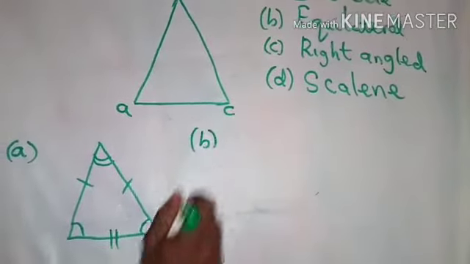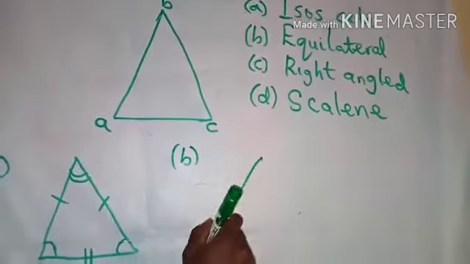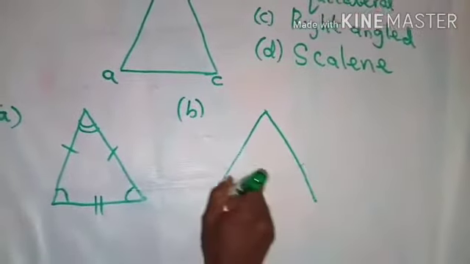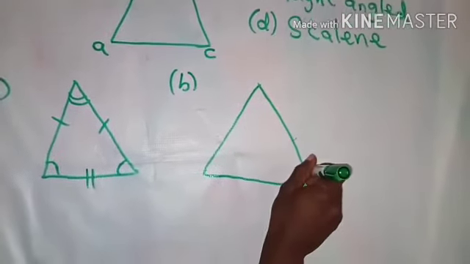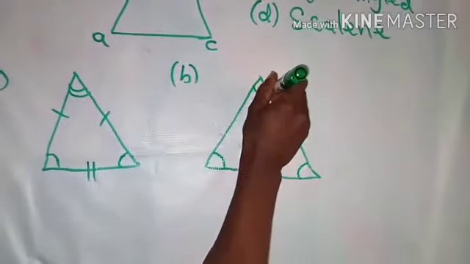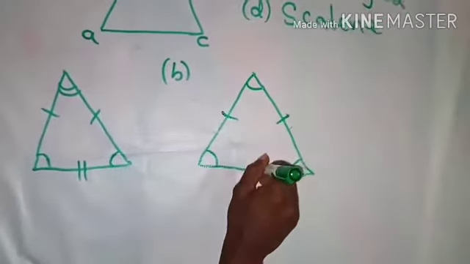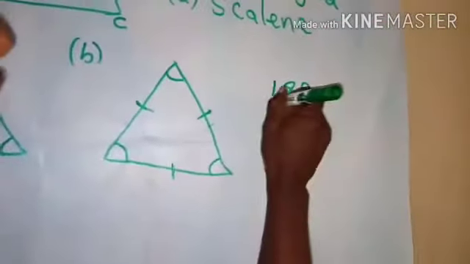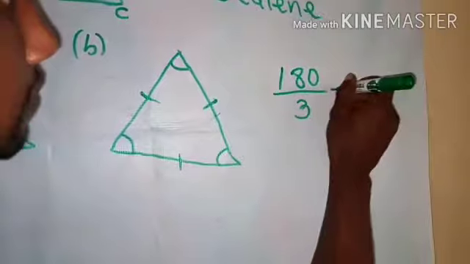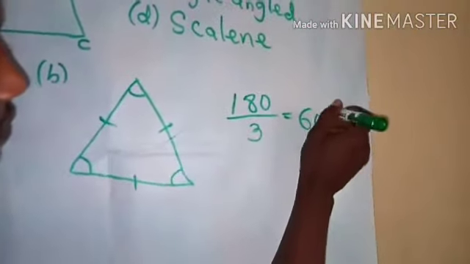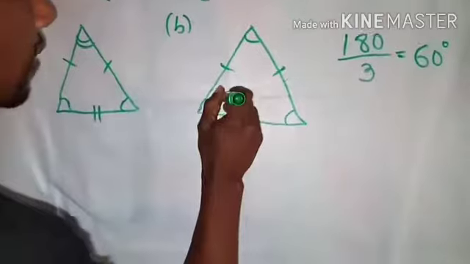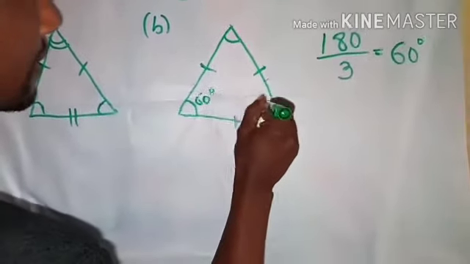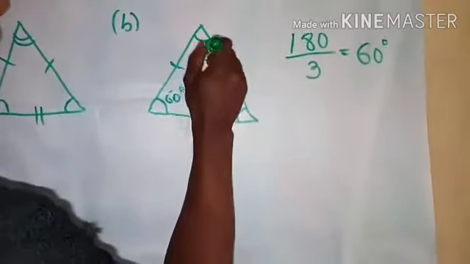The next type of triangle is the equilateral. Equilateral, from the word equal, means all the sides and all the angles are equal. And as we know, the sum of the angles of a triangle is 180. So if you divide 180 by 3, it gives us 60 degrees. That means each of these angles is 60 degrees because it is an equilateral triangle.